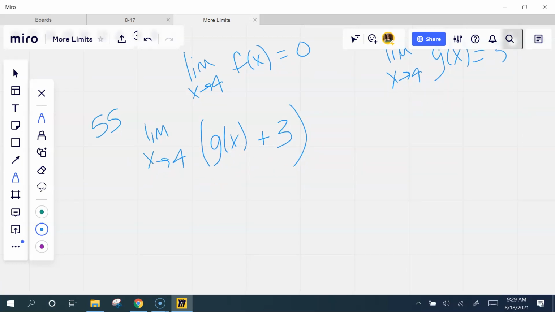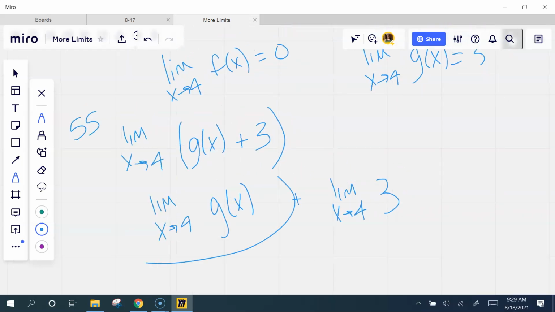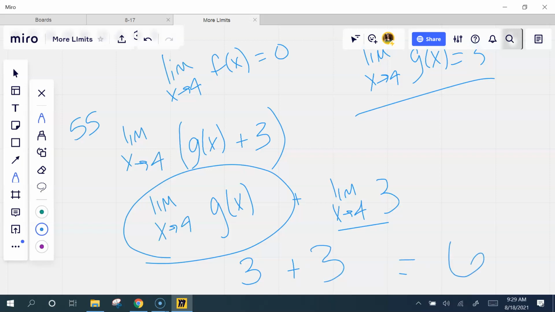So I will split this up. Somebody asked about 55. I've got the value. This was defined for me in the beginning. The limit of a constant is the constant itself. And all the rest are going to follow that same pattern, you're just using those properties.